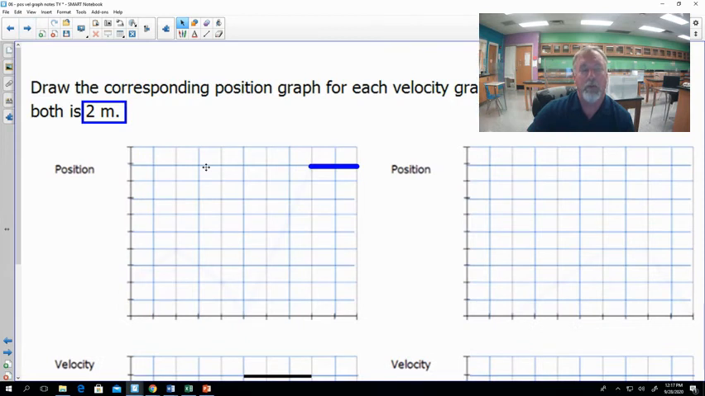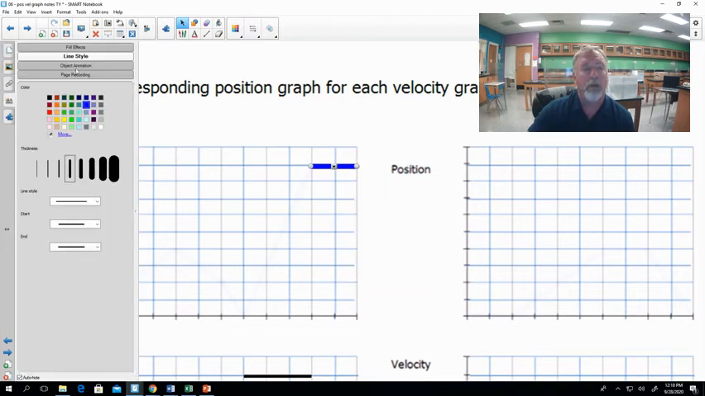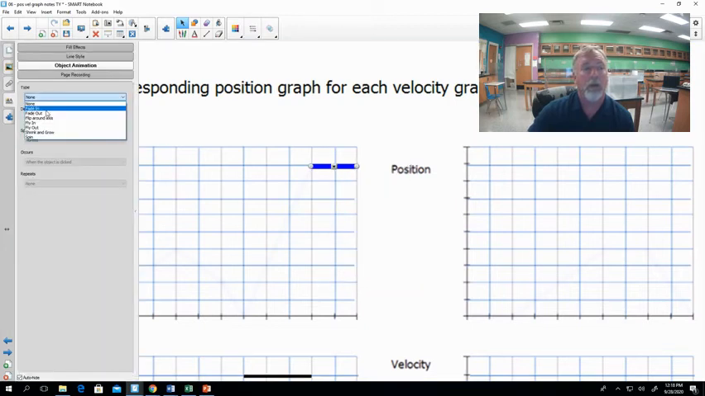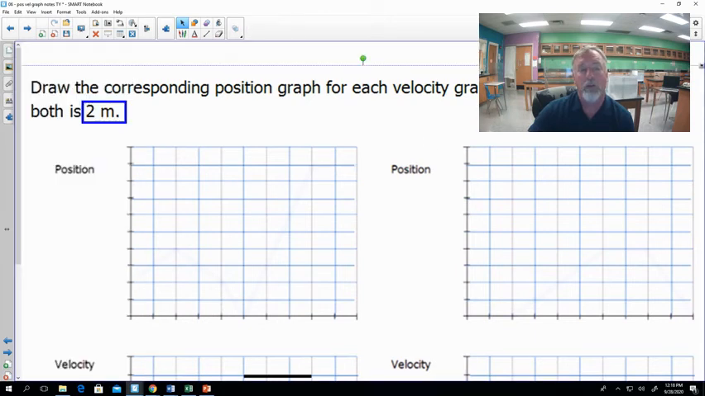Let's look at our next part of this. Our next part tells us to draw the corresponding position graph for each velocity graph given. It further says that our initial position is 2 meters. So we're going to assume we're starting at 2 meters. So we know right away we're starting at 2 meters. And it's a positive 2, so we're going up.